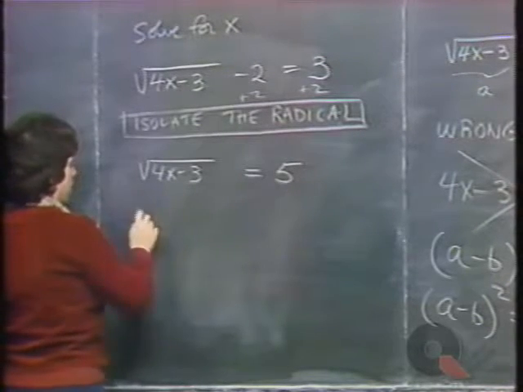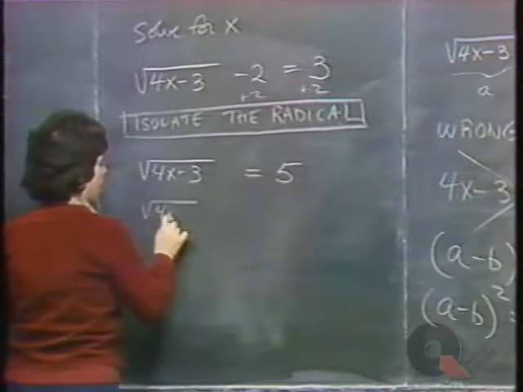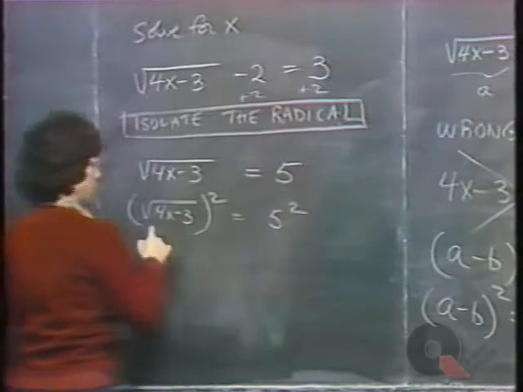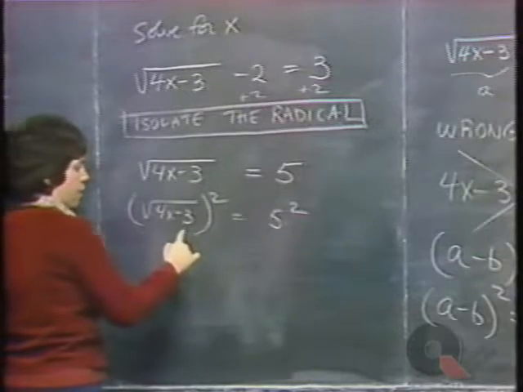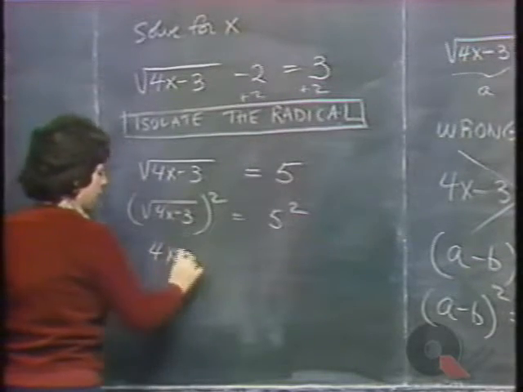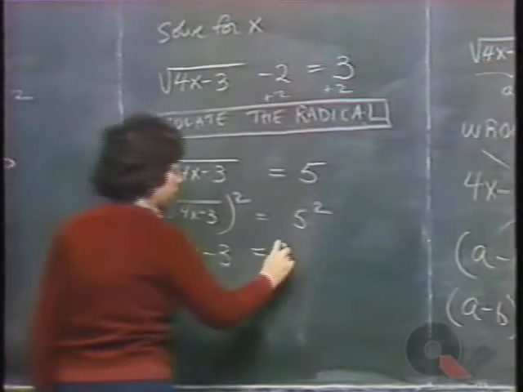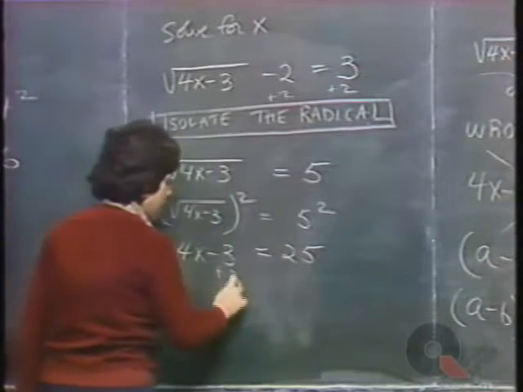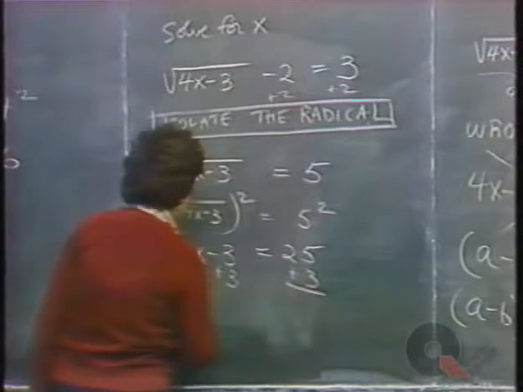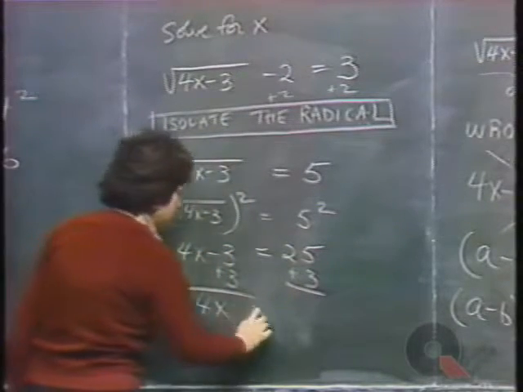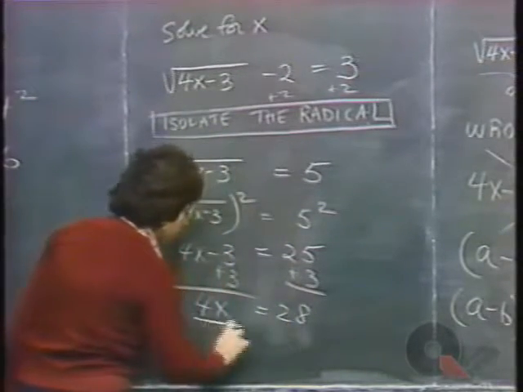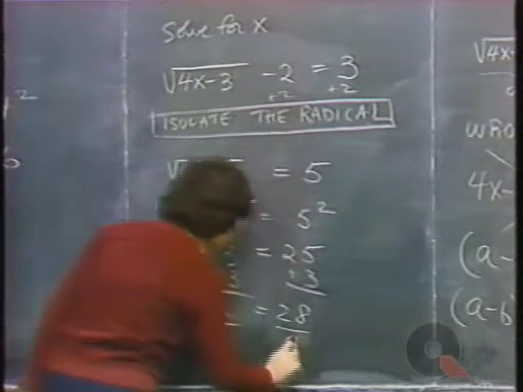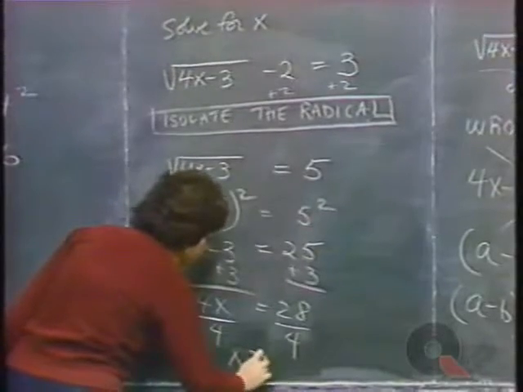When you square the left, the radical will drop out. The square root of 4x minus 3, squared, that's just 4x minus 3. 5 squared gives you 25. You solve the equation now. You add 3 to both sides. 4x is equal to 28. Divide both sides of the equation by 4 to get a possible answer of x equals 7.